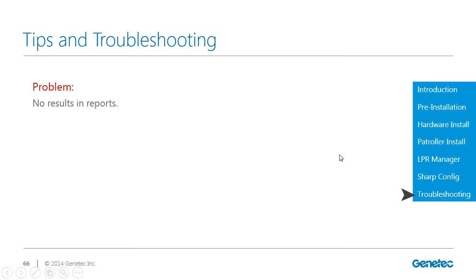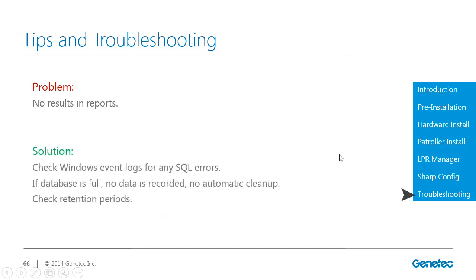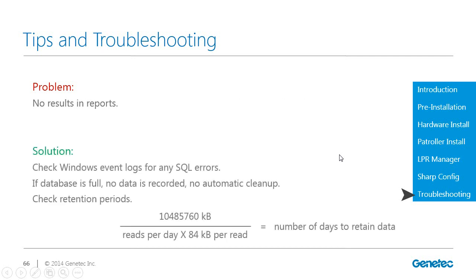If you're running reports and you're not getting any results, then just take a look in the Windows event logs and look for any SQL events. You might see some errors that indicate that the database is full. As I mentioned, it doesn't automatically clean up the space for you, so if you do hit that kind of situation, you do need to lower the retention periods to make sure that we do have enough space for normal operation. We've got the example here for the 10 gigabyte default SQL Express database.